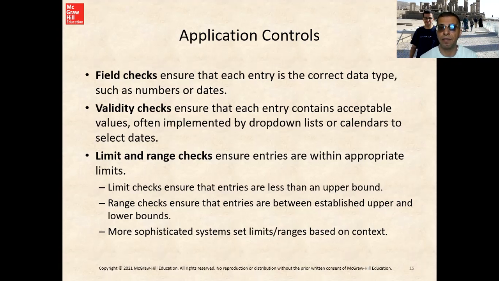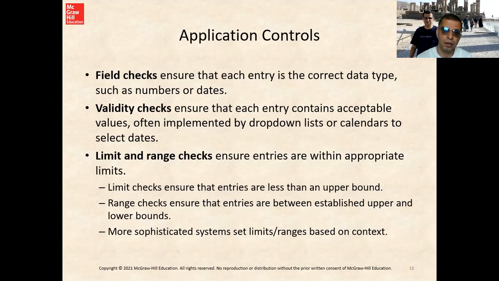And then you have what you call a validity check, which ensures that each entry contains acceptable values. So if it's dollars between 1,000 and 5,000, and the entry is more than that, it would not accept that value and would wait for approval. Usually you have a drop-down list or a calendar also. And then you have the limit and range. This is $1,000 to $5,000. But a validity check ensures that each entry contains an acceptable value, often a drop-down list or a calendar or a selected date.